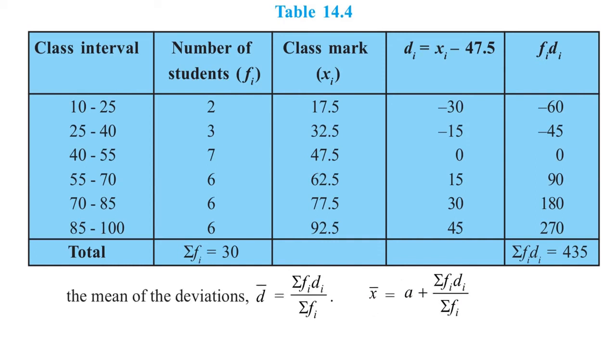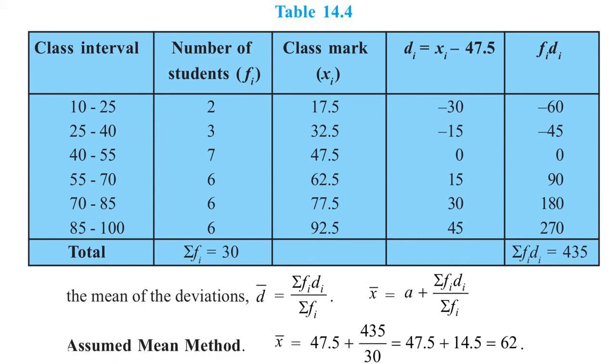So when we plug in the values for A and D bar, we get 435 over 30 plus 47.5. Simplify that and you get 62 as the mean. This method of finding the mean is called the assumed mean method. So we know how to find the mean of the ungrouped data. Now we found the mean of the grouped data by the direct method and also by the assumed mean method.